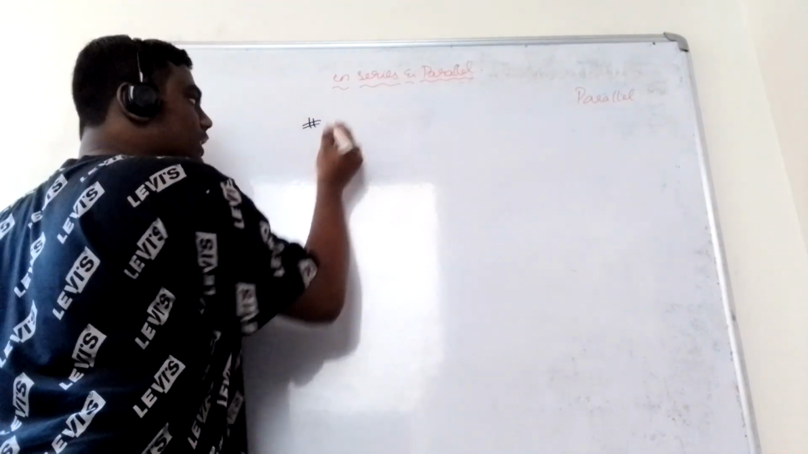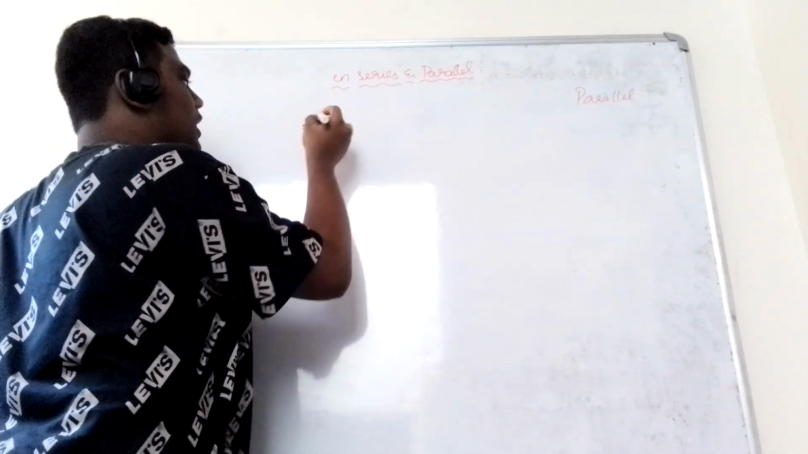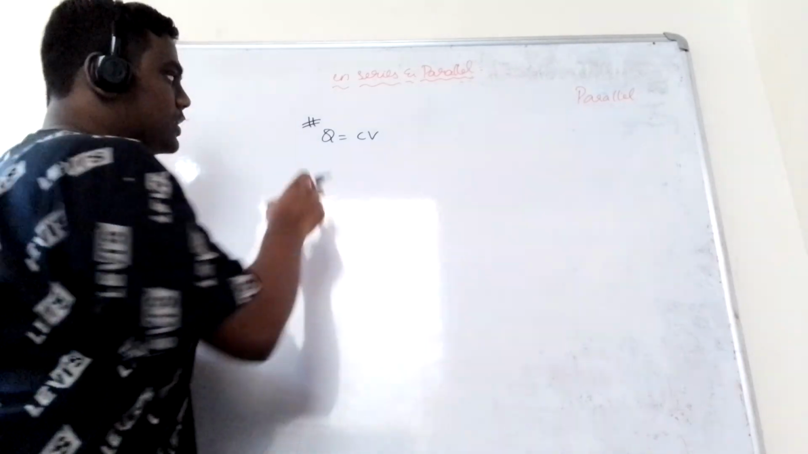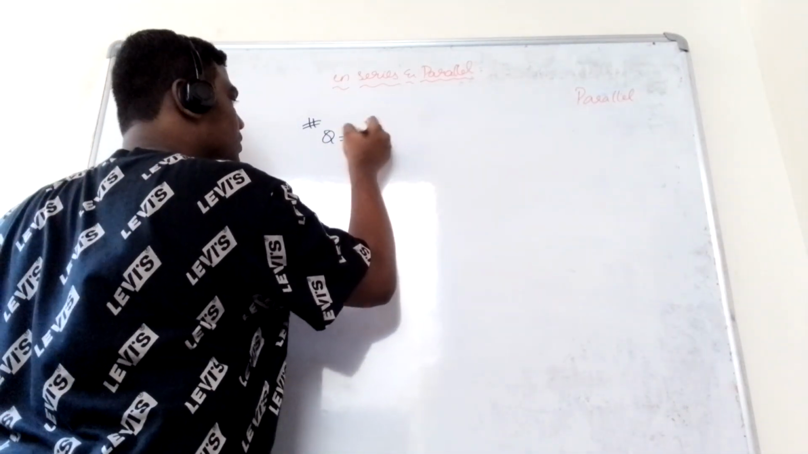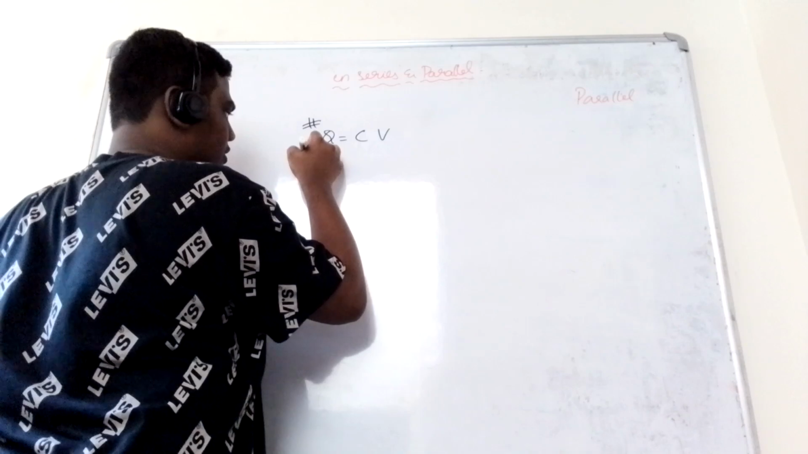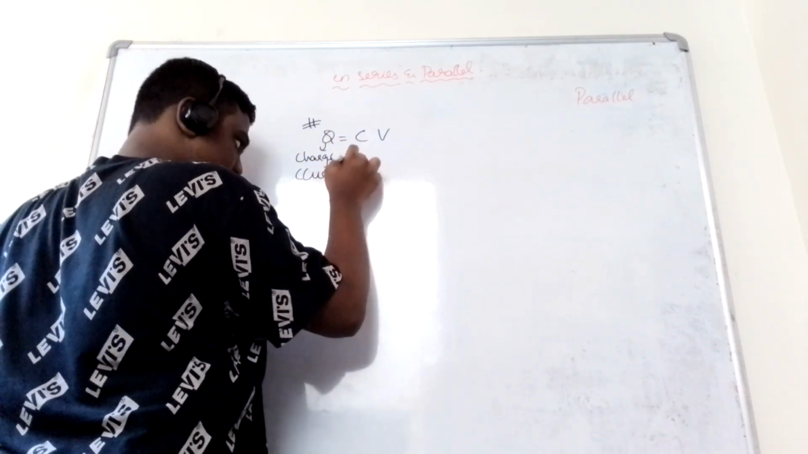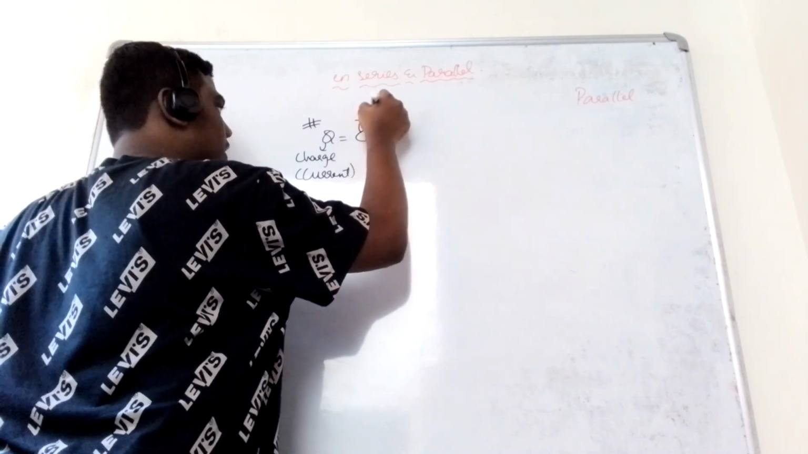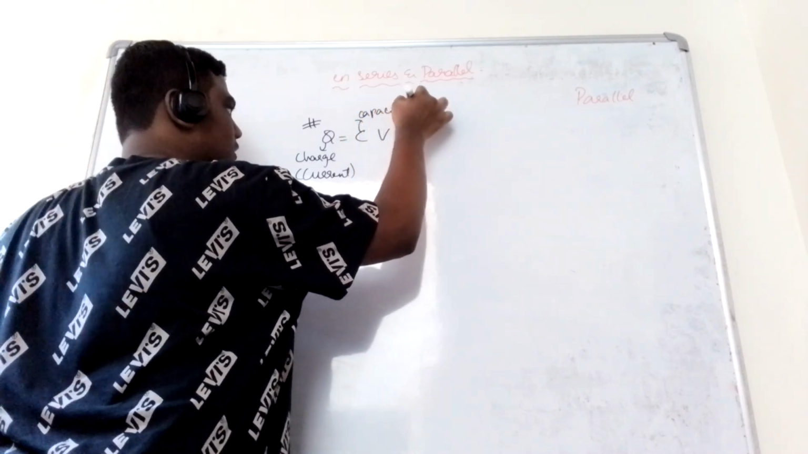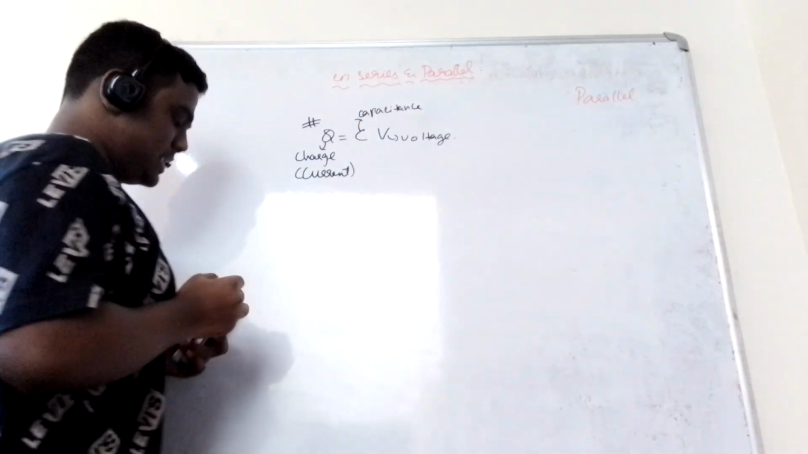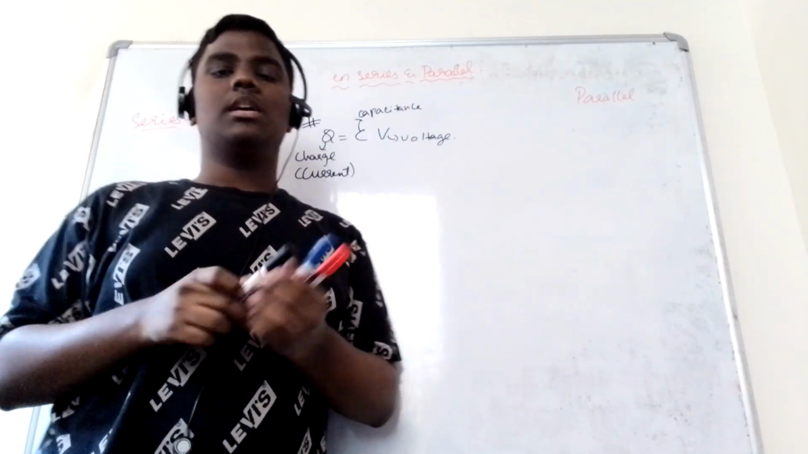First thing required, the basics, is the main formula, that is Q is equal to CV, where Q stands for charge, or indirectly I can even say current. C stands for capacitance. V stands for voltage. Capacitance is nothing but a device which stores energy.